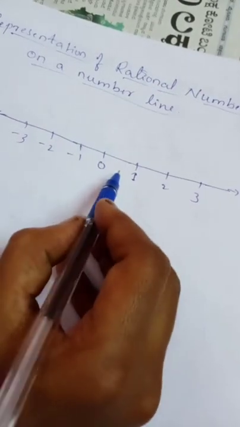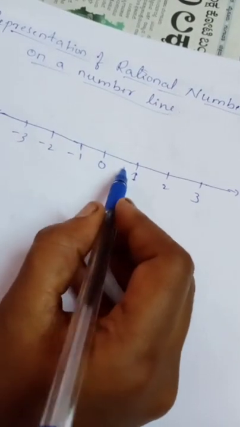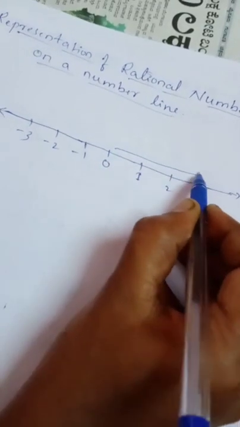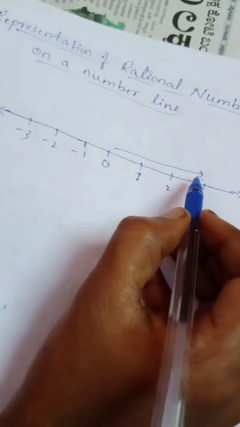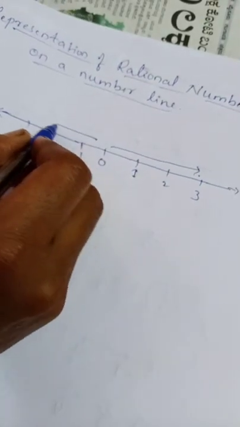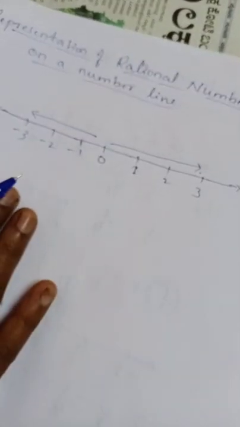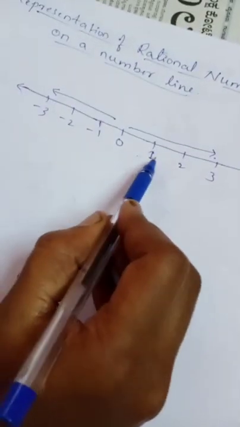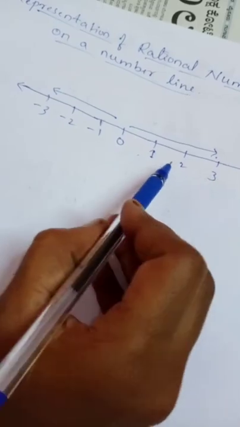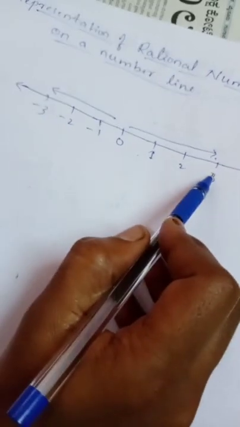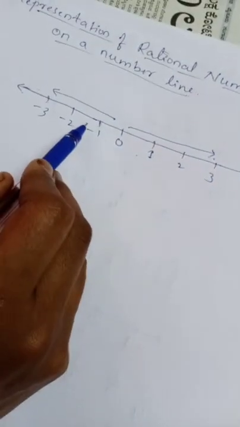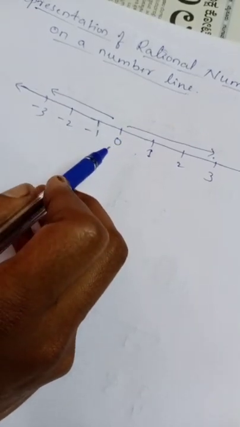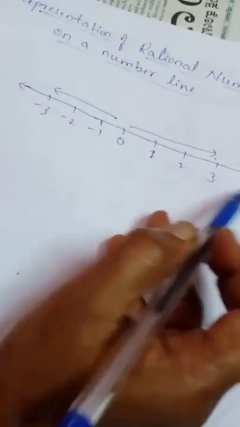The positive integers are represented towards the right side of the 0 and the negative integers are represented to the left side of the 0. The numbers increase, that is 1, 2, 3 and so on. The numbers increase when we move towards the right side and decrease when we move towards the left. It's easy to plot integers like 1, 2, 3 on a number line.